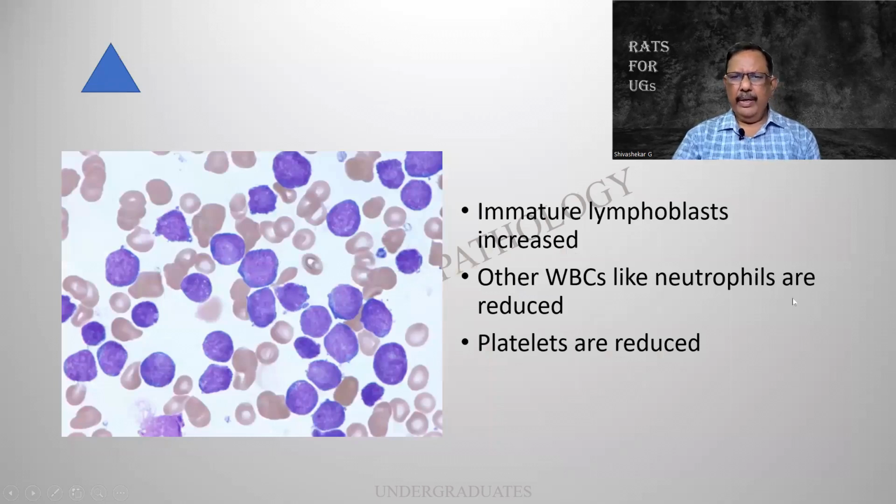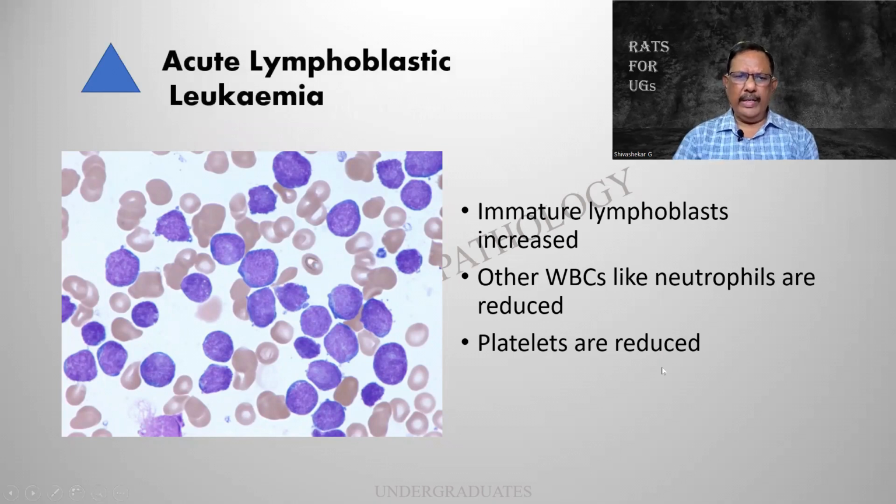So this is the immature lymphoblast which are increased. I am not able to see the neutrophils, the eosinophils, and other cells because the bone marrow is flooded and everything is being outpoured into the peripheral blood. Platelets are also reduced. Therefore, my diagnosis will be acute lymphoblastic leukemia.